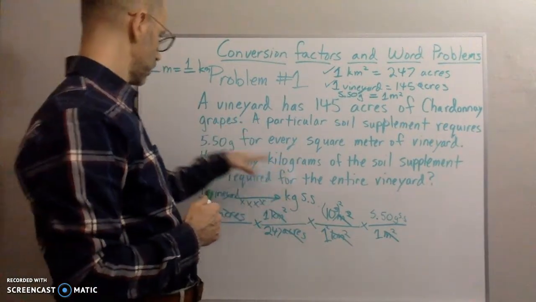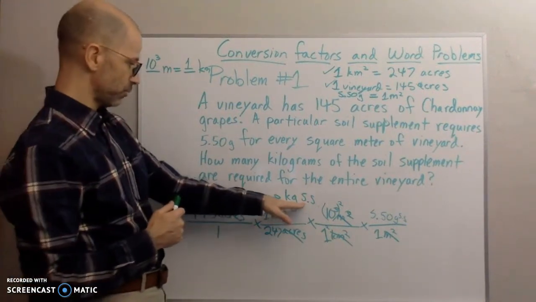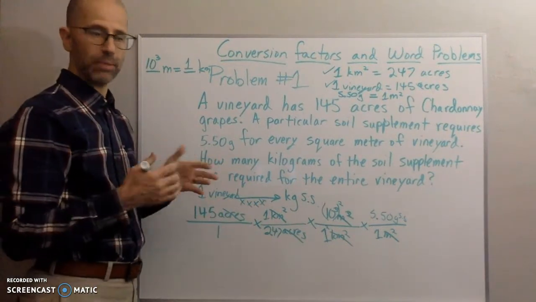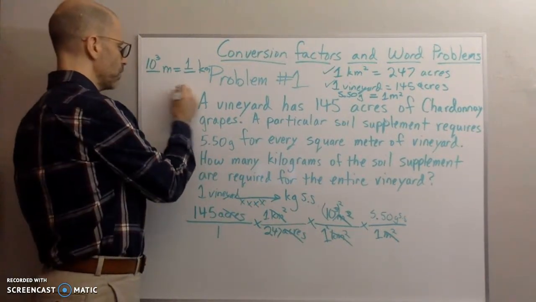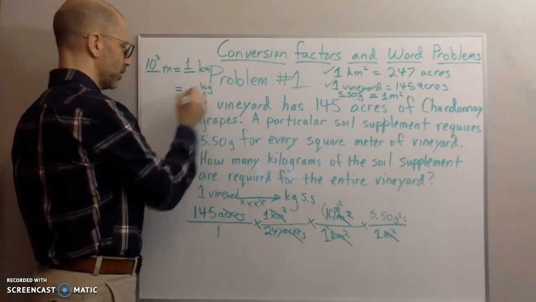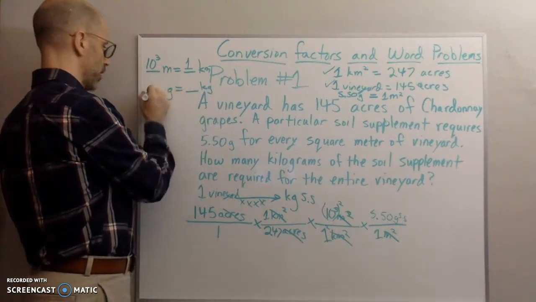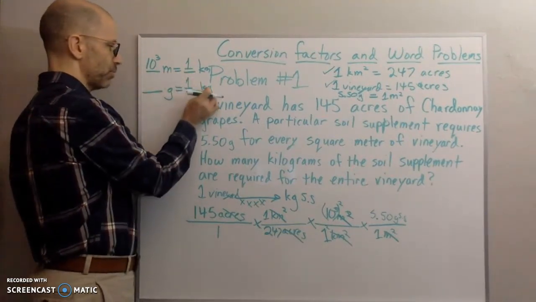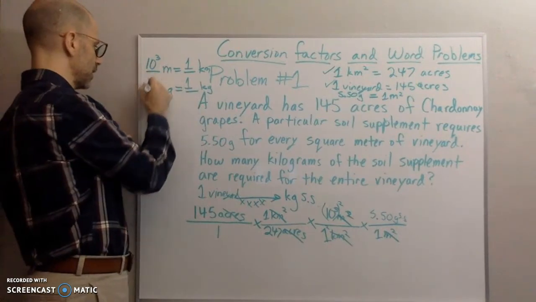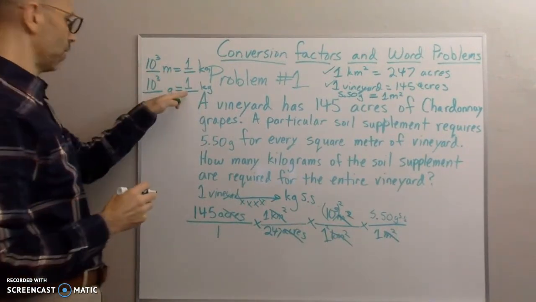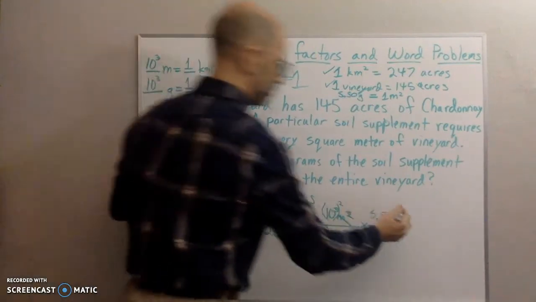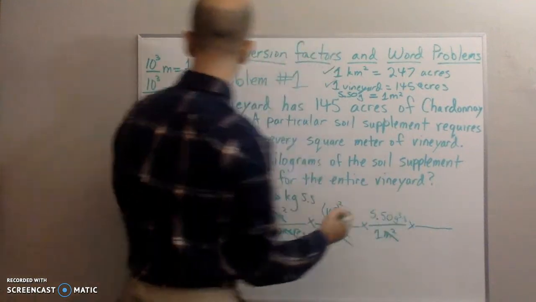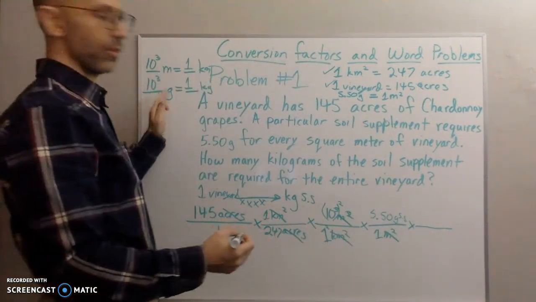Where's my arrow? They're asking me for kilograms of soil supplement. So now I need the relationship between grams and kilograms. Once again, I have kilograms and grams. I put the 1 with the unit that has the prefix, kilo, and kilo again is 10 to the third. So I'm going to do my last conversion factor. Grams goes on the bottom, so that's 10 to the third grams.